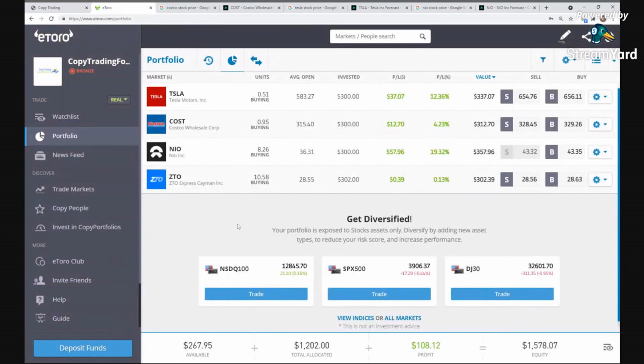Okay, so on my portfolio, I'm going to start with Costco here. I bought Costco about a week ago. Remember, I used the RSI model. It was below 30 on the RSI model. It was a good price.